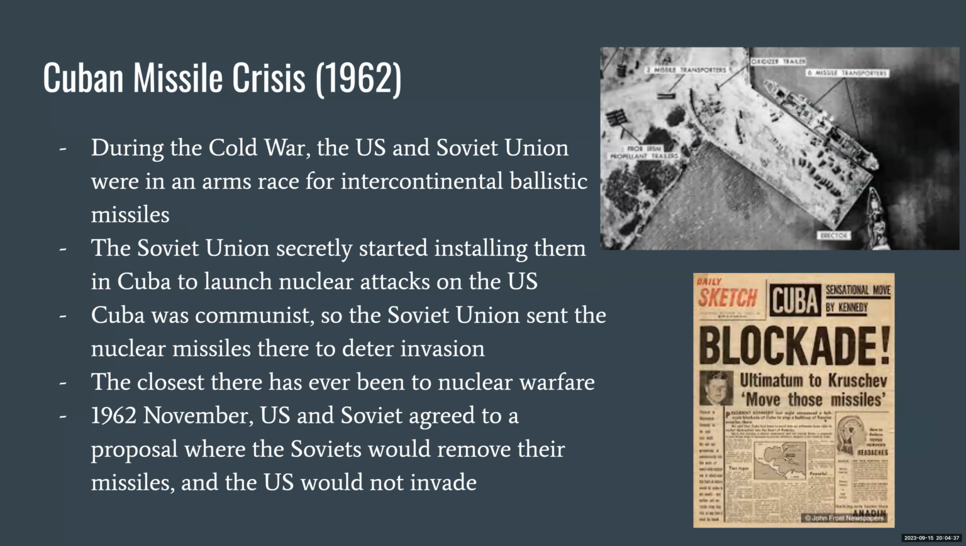All right, and then the last event I'll cover is the Cuban Missile Crisis. During the Cold War, the US and Soviet Union were in this arms race. So basically, they were trying to create as many intercontinental ballistic missiles as possible. And then after the US started showing intentions of taking over Cuba, because it was ruled by Fidel Castro, who was communist, the Soviet Union sent nuclear missiles there to deter invasion because they wanted as many places to be communist as possible. This event was the closest there has ever been to nuclear warfare.